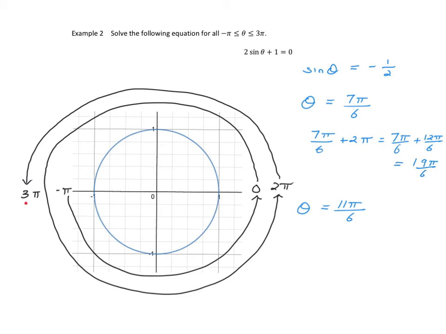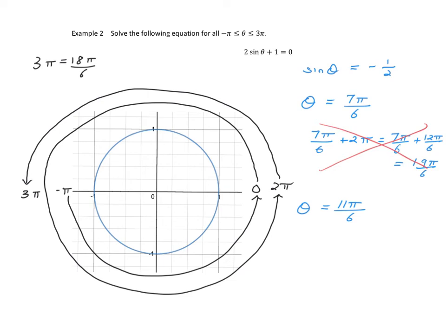And 3 pi, if you think about it in terms of something over 6, well 3 pi is 18 pi over 6. So let's put that as a reference. So I know that 3 pi is really 18 pi over 6. Okay, this is greater than that. I don't want to include this one. So it's like, okay, I don't want that. I don't want to add 2 pi to it.